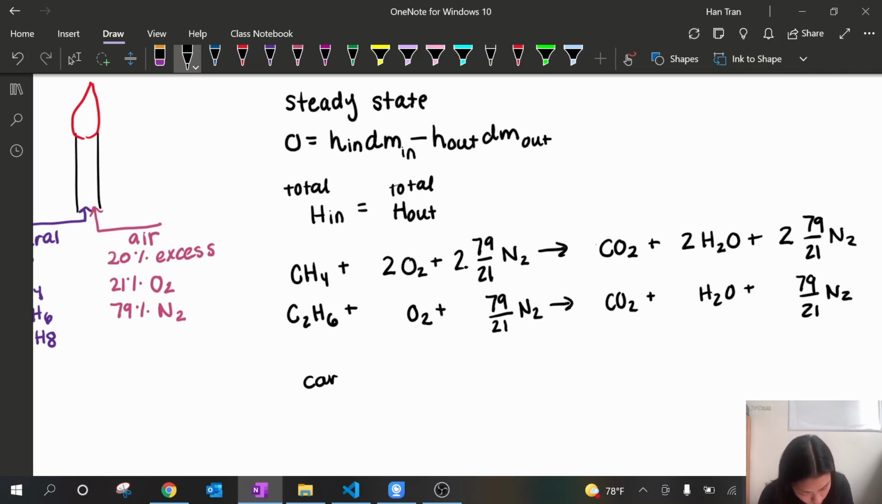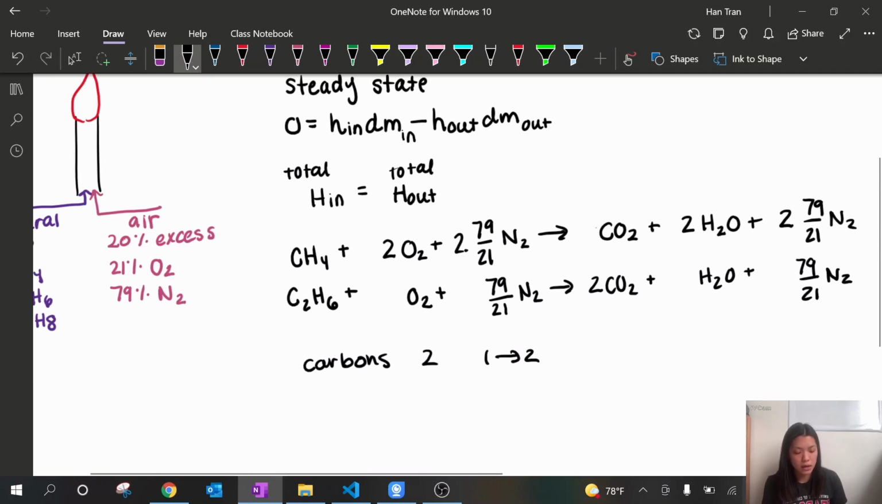So we're going to count our carbons. On the right side we have 2, and on the left side we have 1, so we have to increase the number of carbons. So if we increase the moles of carbon dioxide from 1 to 2, that will give us 2 carbons, making that balanced.